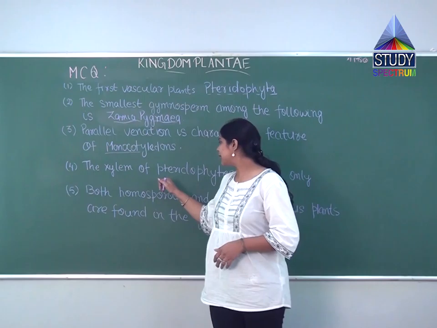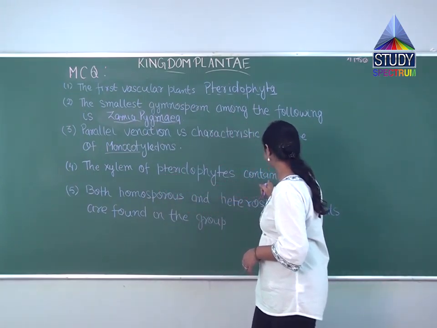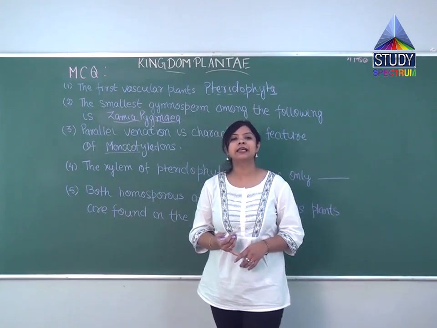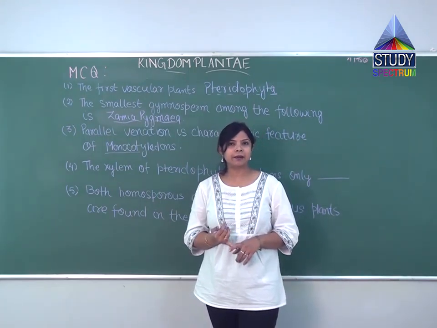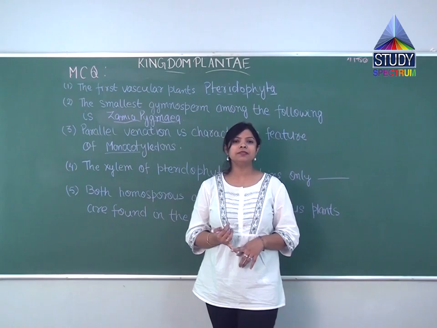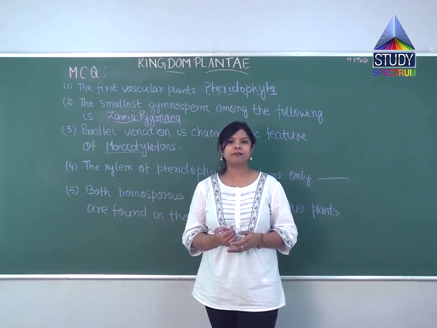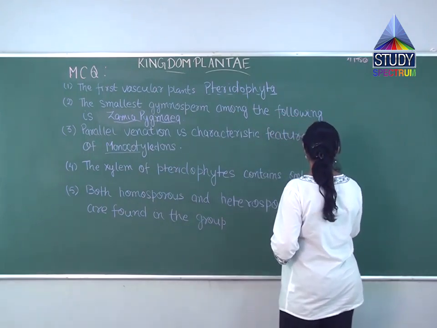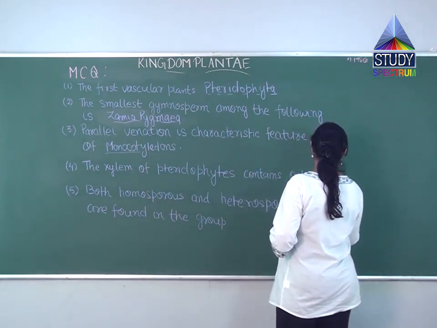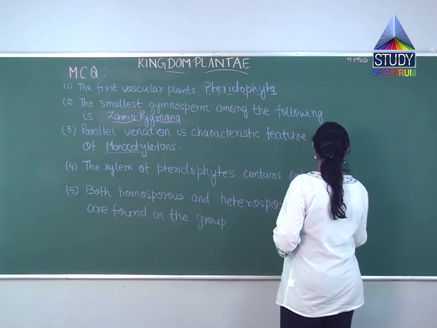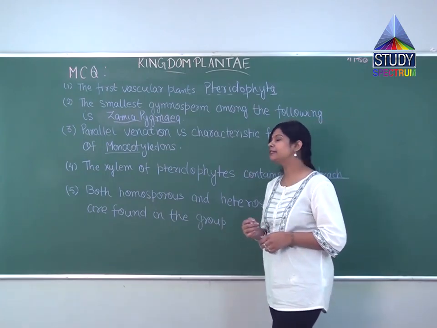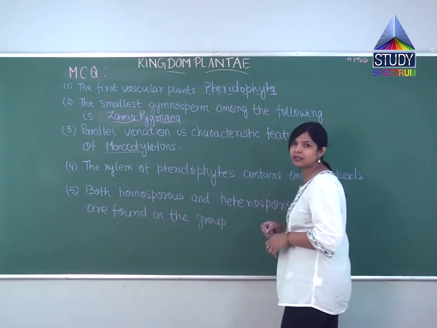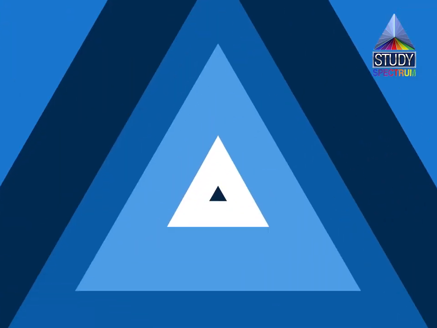Now, the xylem of pteridophytes contains only, so the options are vessels, tracheids, xylem parenchyma and xylem sclerenchyma. So the answer will be xylem tracheids. This is the second option.